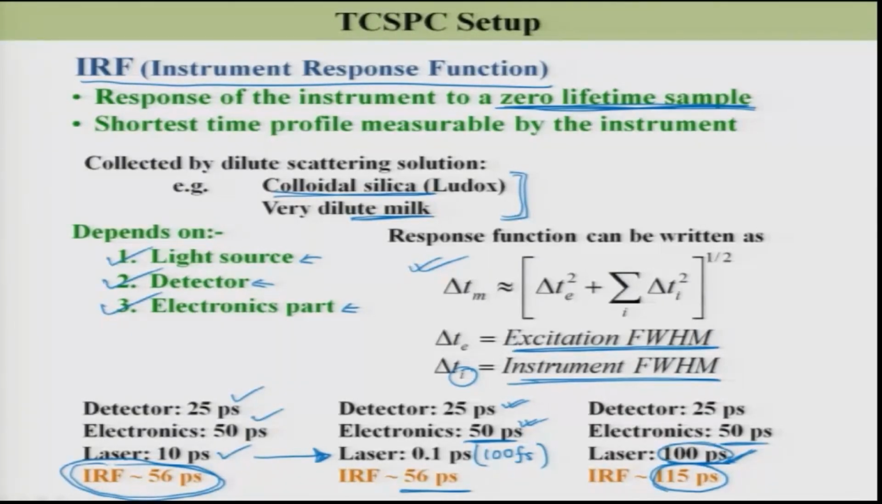So the IRF is guided by the highest value. In these three, in this case the highest value is this one, so the IRF is like this 56 picosecond. But the problem is that you cannot go below 25 picosecond. So the IRF cannot be less than 25 picosecond in the case of a TCSPC system.